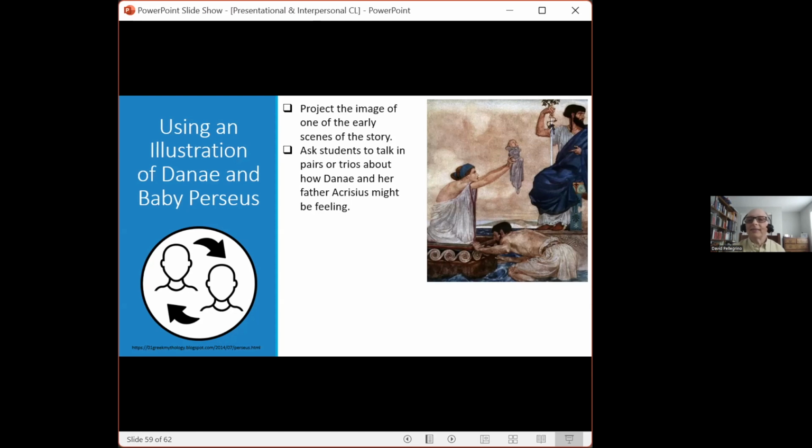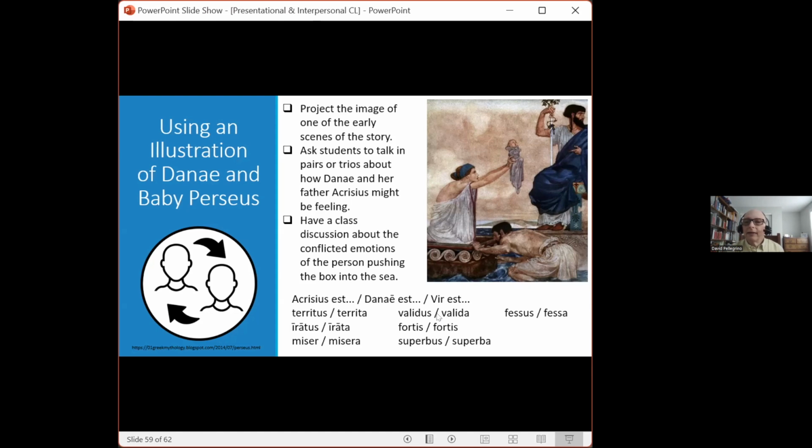Finally, you could have a full class conversation about the conflicted emotions of the person pushing the box into the sea. You can see at the bottom, right here, some of the scaffolds that I would give to my own students to help them be able to have this full class conversation, so that they can talk about certain adjectives going with certain people, and those are the scaffolds that I would use to help them.